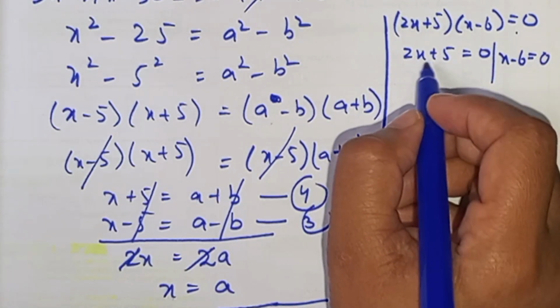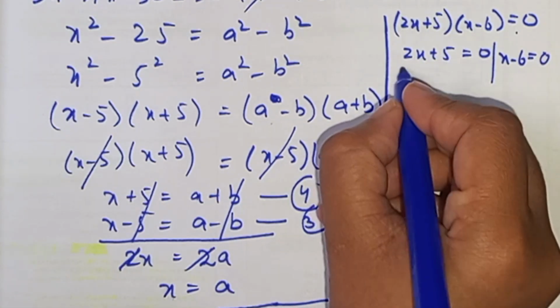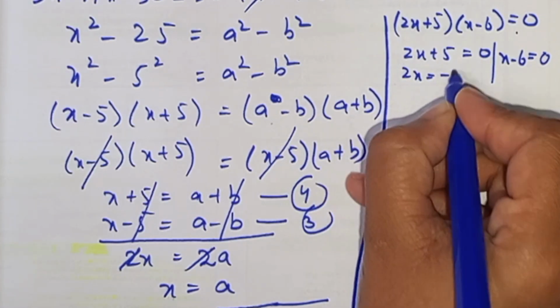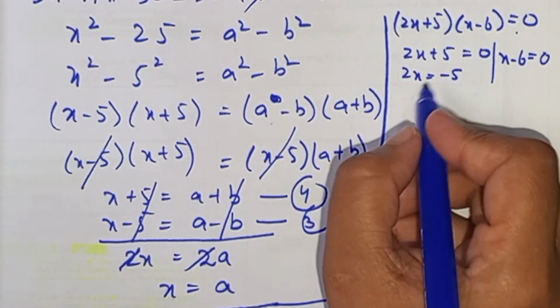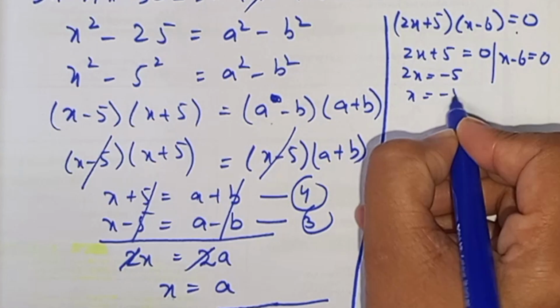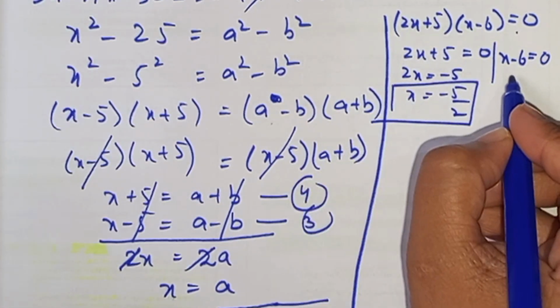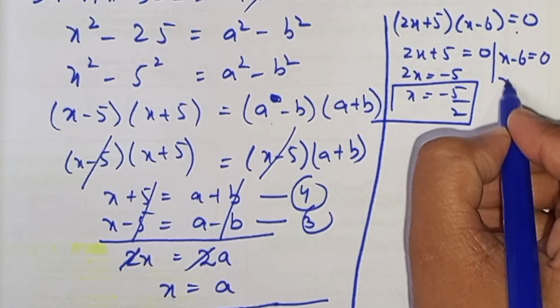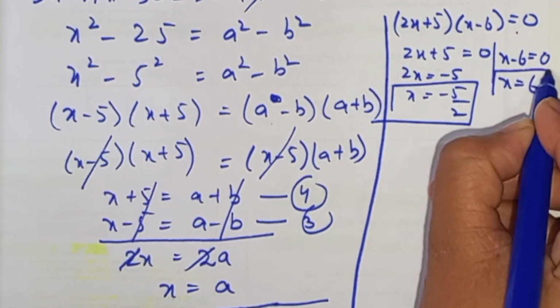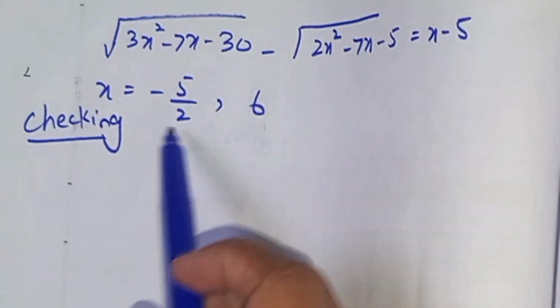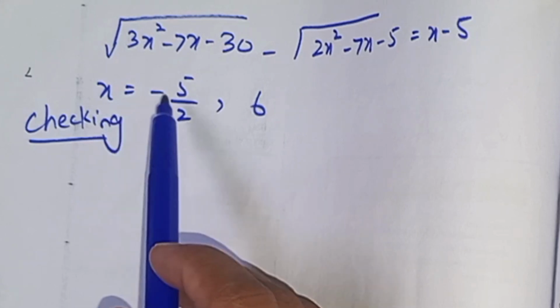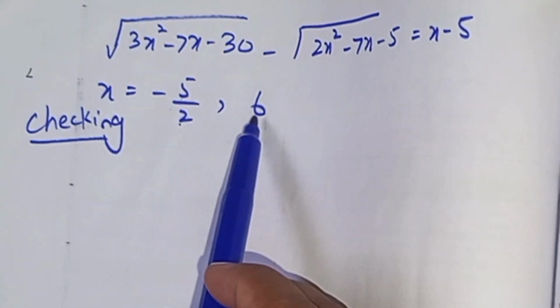Subtract 5 on both sides, then 2x is equal to minus 5. Divide by 2 on both sides, then x is equal to minus 5 over 2. This is one answer for x. Add 6 on both sides, then x is equal to 6, and the second answer for x is 6. So we get two answers for x. The first one is minus 5 over 2, and the second is 6.